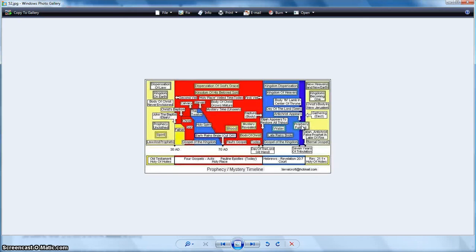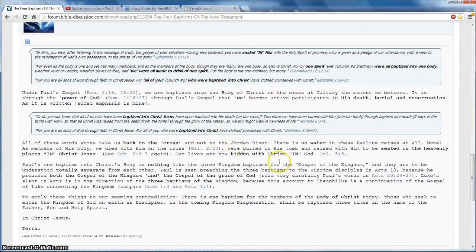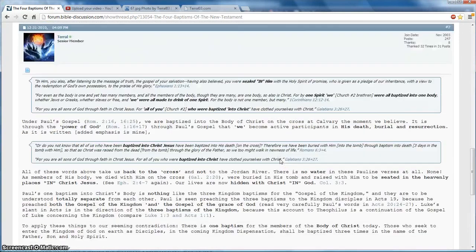Read Revelation 19 again. So this is my rendition of the four baptisms of the New Testament. And hopefully we can fix the same definitions for everything.